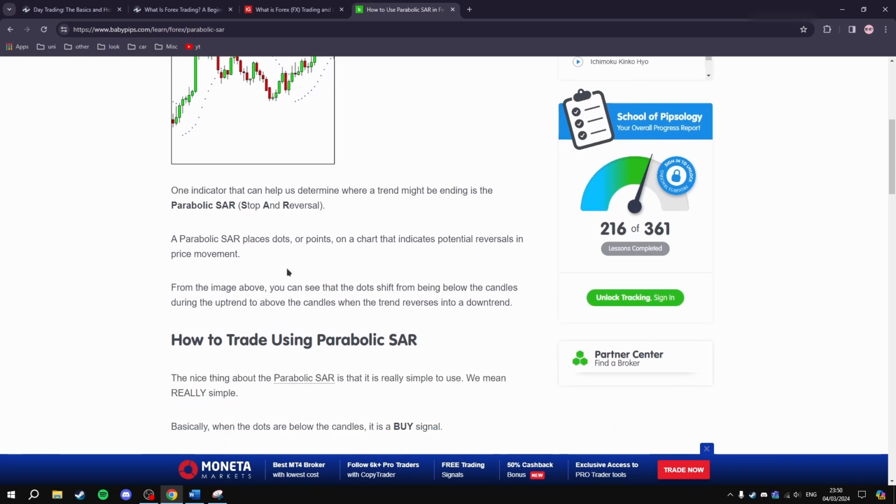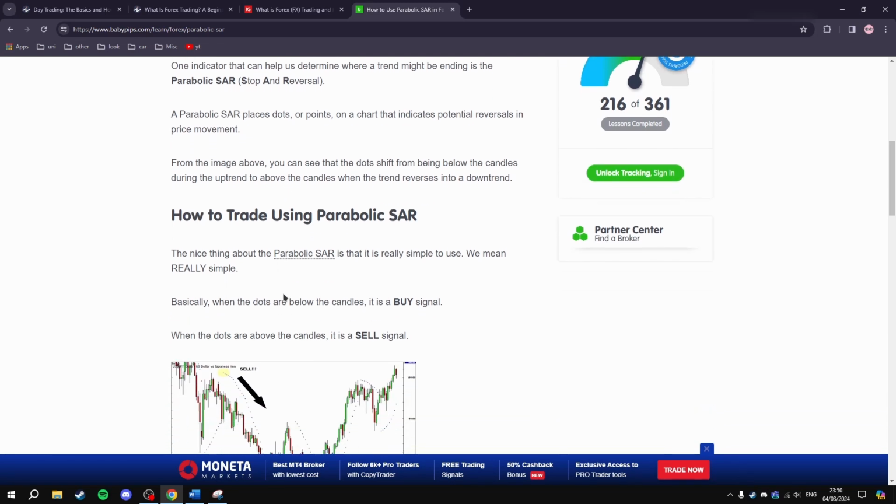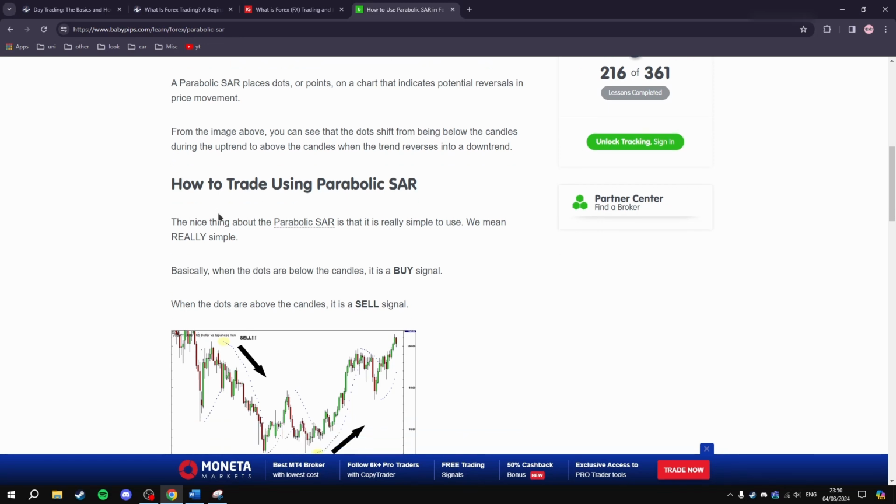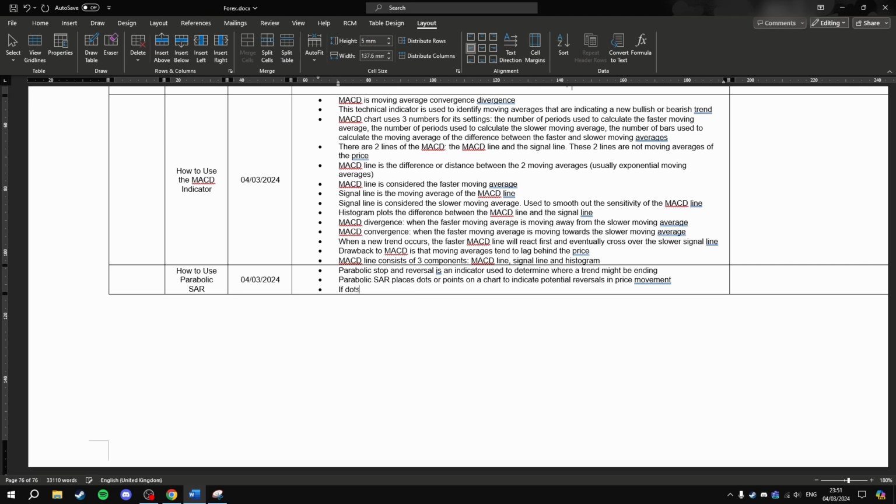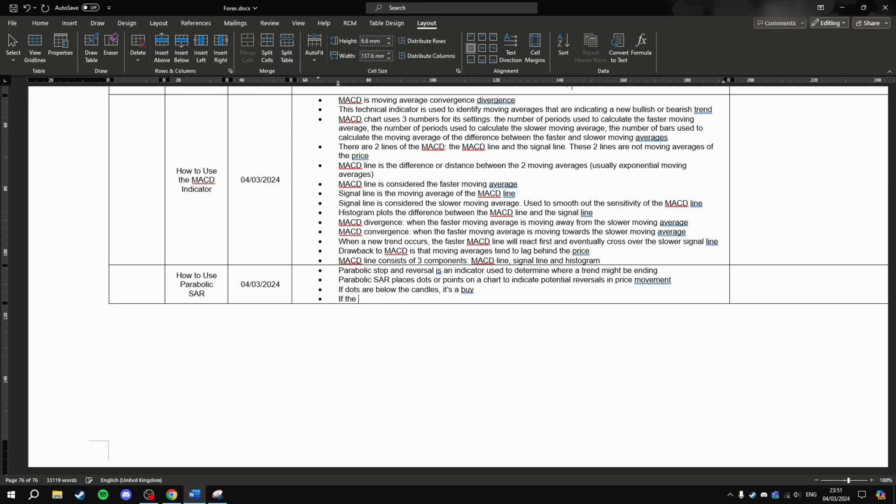How to trade using parabolic SAR. The nice thing about the parabolic SAR is that it's really simple to use. We mean really simple. Basically, when the dots are below the candles, it's a buy signal. So if dots are below the candles, it's a buy. If dots are above the candles, it's a sell.